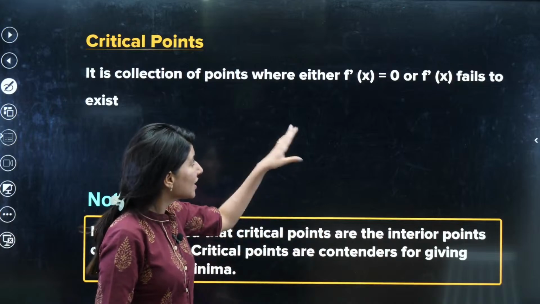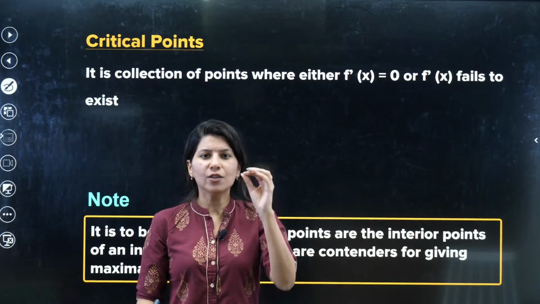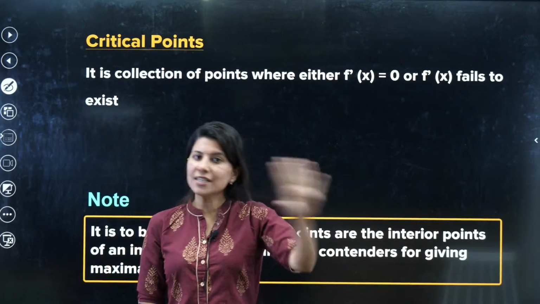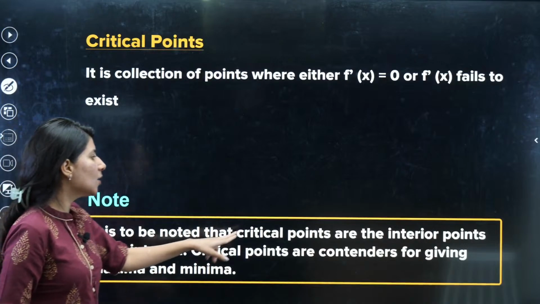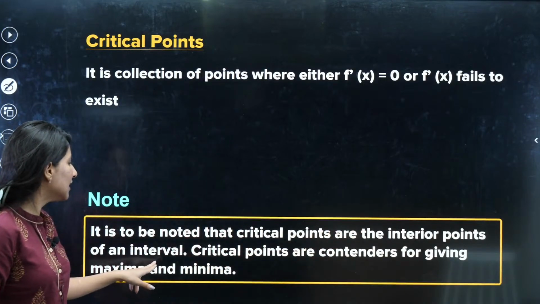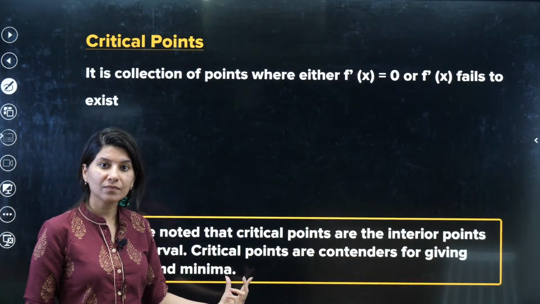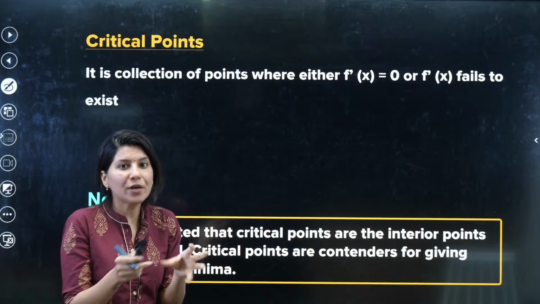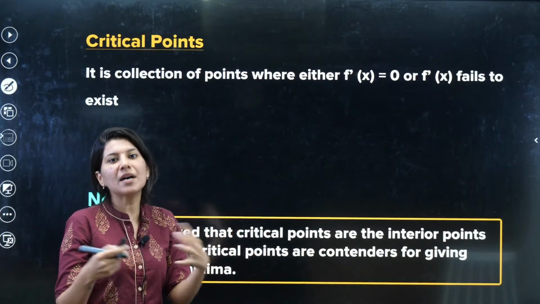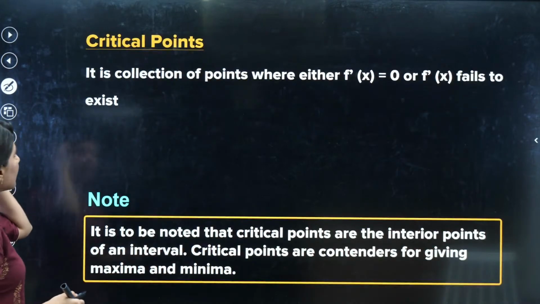So f dash x equals 0 or fails to exist gives all those doubtful points. You just need to check on those points. The rest of the points, you don't have to worry about. So it is noted that critical points are the interior points of an interval which are contenders for giving maxima and minima. If you set it to 0, you will get the points, and out of those points, some will be maxima, some will be minima, some will not be. That we need to check. How do we check? Let's understand.